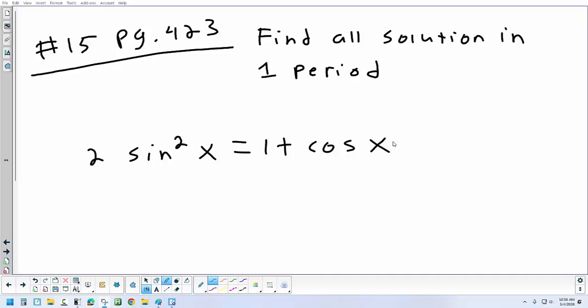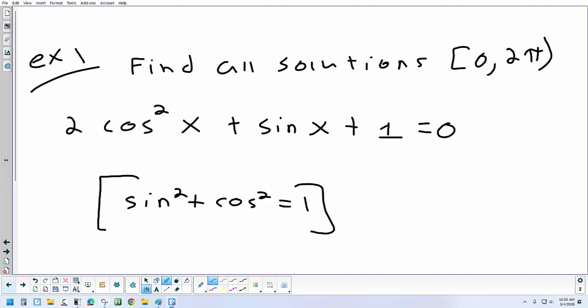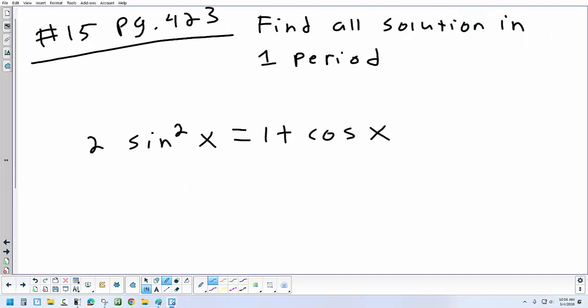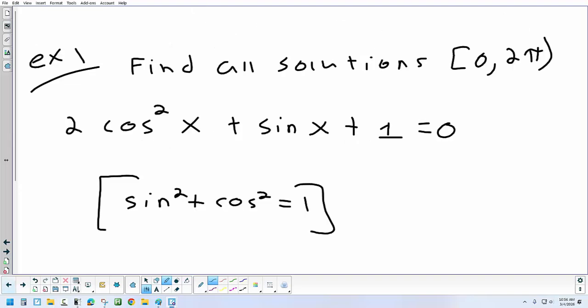All right, so we're going to continue looking at section 7.6. We went over how to do a quadratic type problem yesterday. This one is very similar, but what do you think you have to do first in this one to make it look more like that?